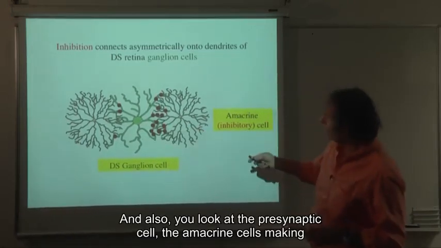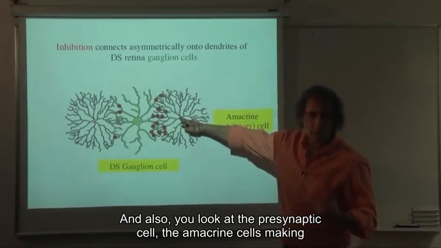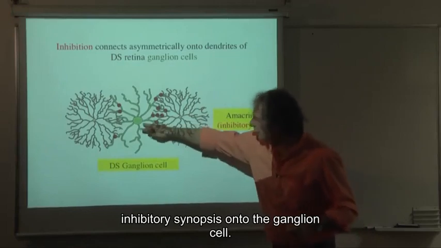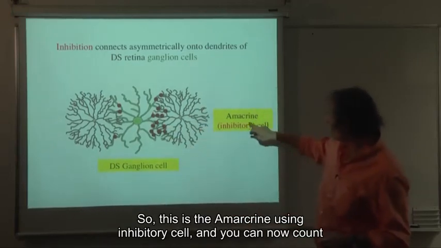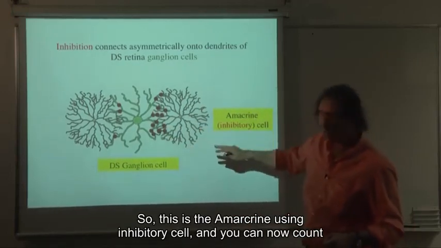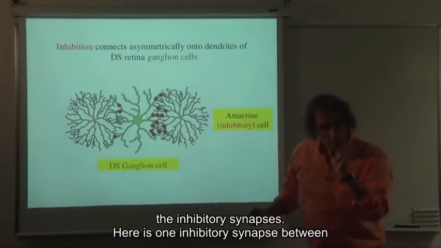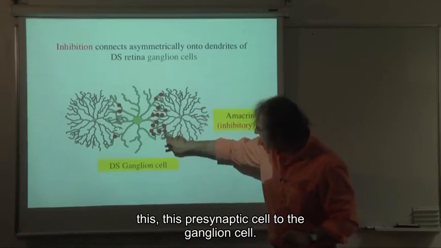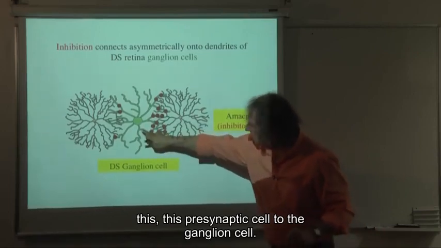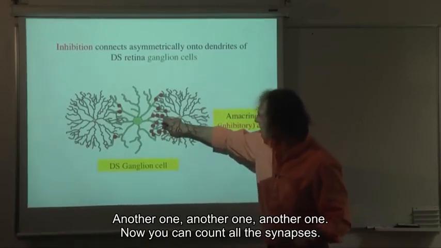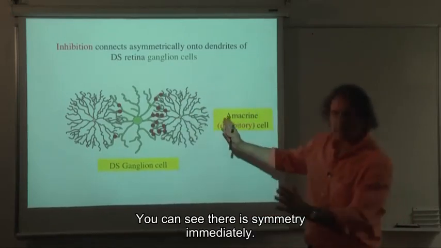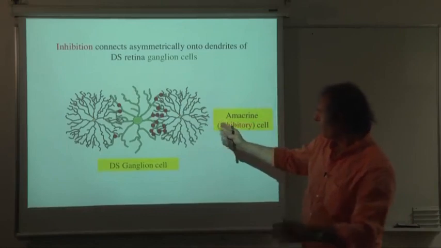And also, you look at the presynaptic cell, the amacrine cells, making inhibitory synapses onto the ganglion cell. So this is the amacrine, which is an inhibitory cell. And you can now count the inhibitory synapses. Here is one inhibitory synapse between this presynaptic cell to the ganglion cell. Another one, another one, another one. Now you can count all the synapses. You can see the asymmetry immediately.